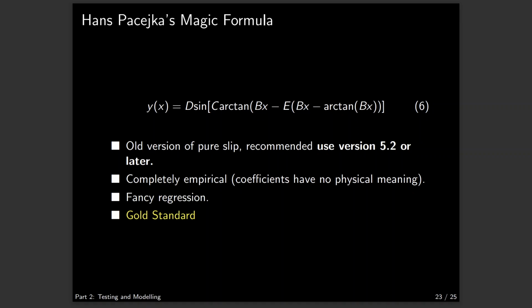There are different versions of the magic formula, and for any modern engineering, it is recommended to utilize version 5.2 or later. The presented version that you see, equation 6, is the original version. The newer ones are quite large and can take up the whole page. For more info on this, take a look at Pacejka's book, Tire and Vehicle Dynamics, 3rd edition.